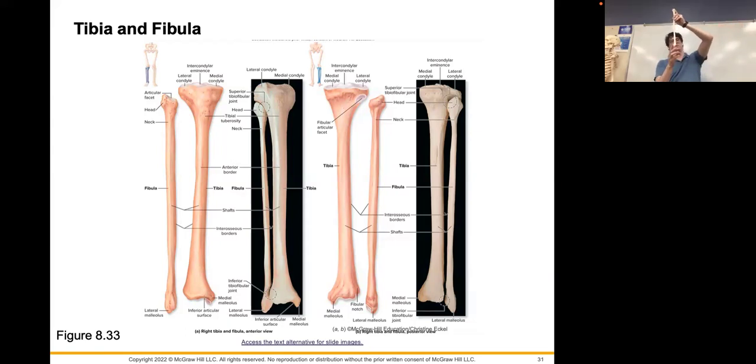Okay, so the fibula is basically, like I said, a support bone. It's going to sit on the back of the tibia just like this, where we get this nice little cage down here at the bottom for our ankle.